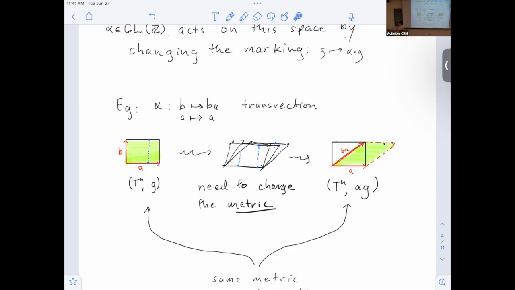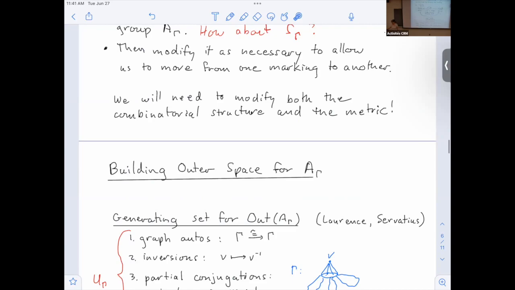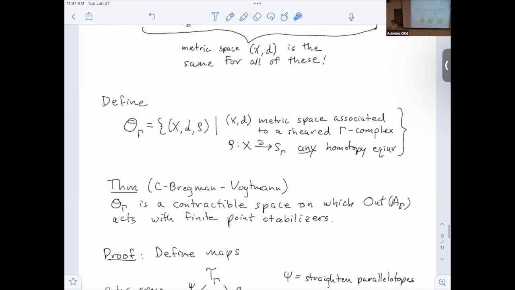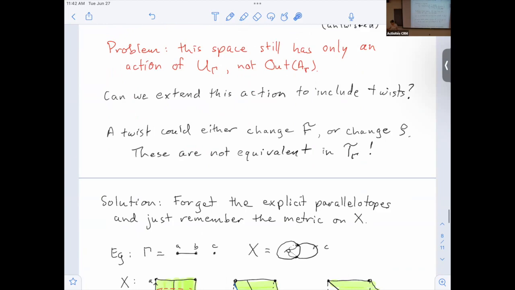So that's what we need. How do we do that? Well, if we think of this picture at the two ends as parallelotope structures, they're not equal. They're not the same parallelotope structure, but they're the same metric torus. So what's the trick? The trick is forget the parallelotope structure and just remember the metric. Just look at what metric space you have. So here, solution: forget the explicit parallelotope structure and just remember the metric on this space X. So the metric may come from a skewed parallelotope structure, but I don't want to worry about exactly where the lines are drawn. I just want to look at it as a metric space.